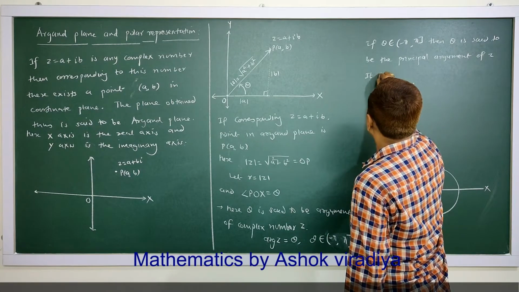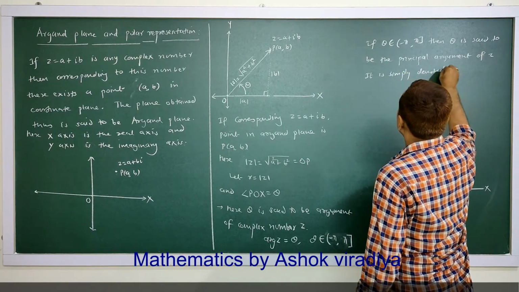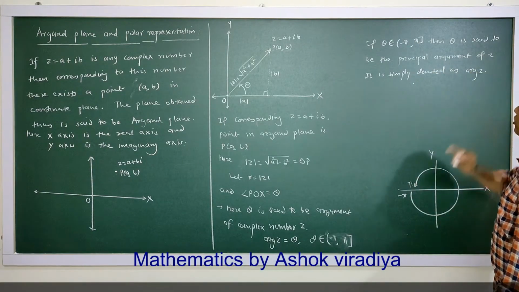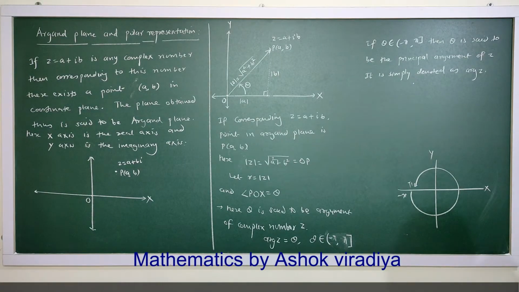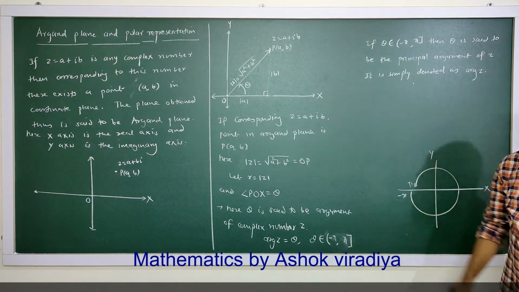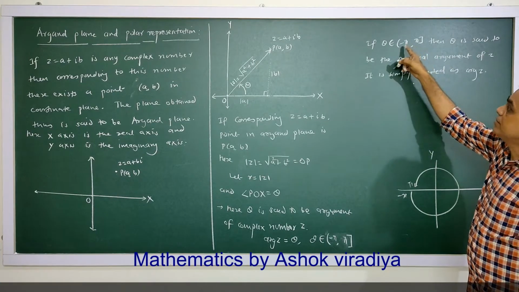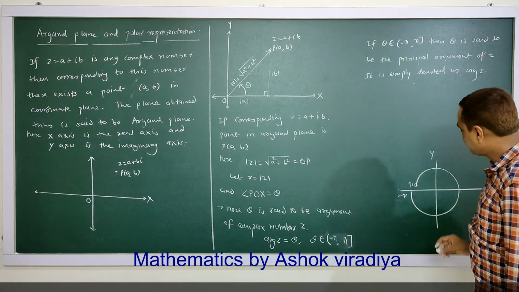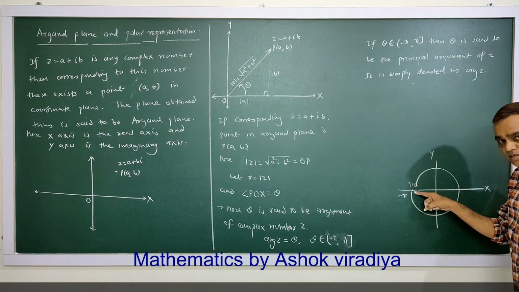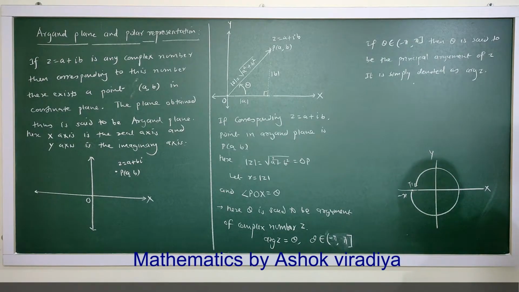It is simply denoted as arg z. See, pi is included, so minus pi is excluded. Otherwise, points would be repeated, because the point corresponding to minus pi and the point corresponding to pi is the same. We include every point one and only one time.